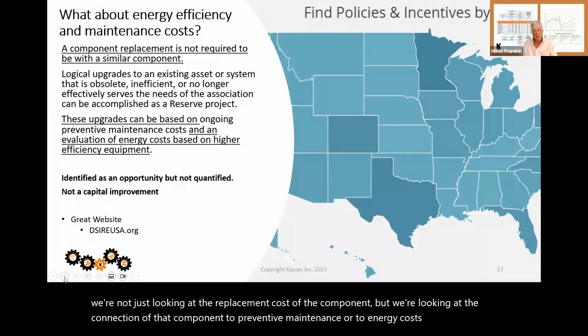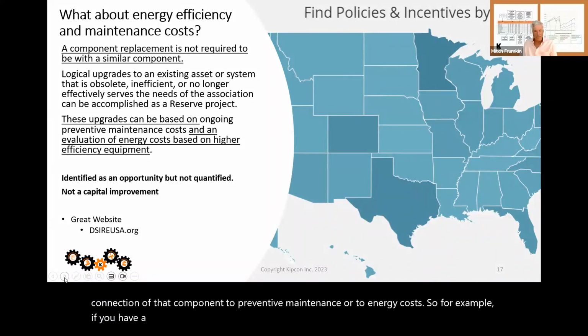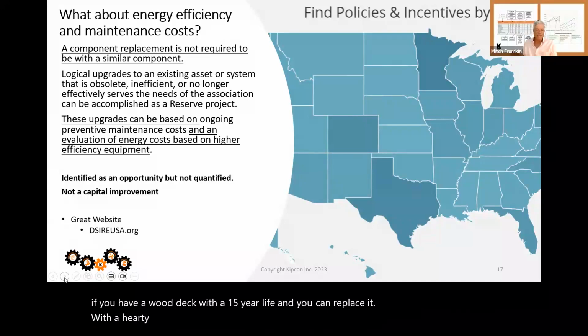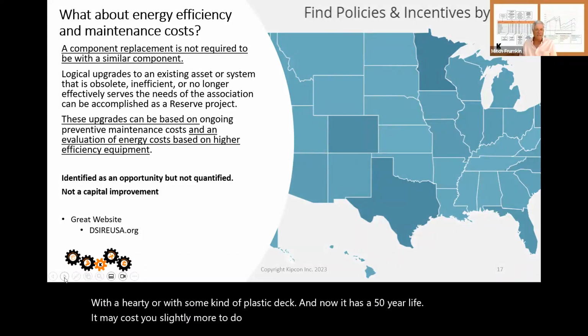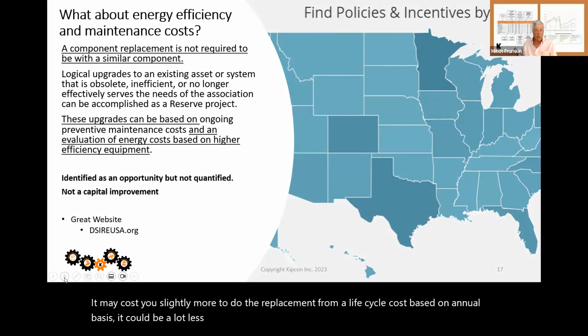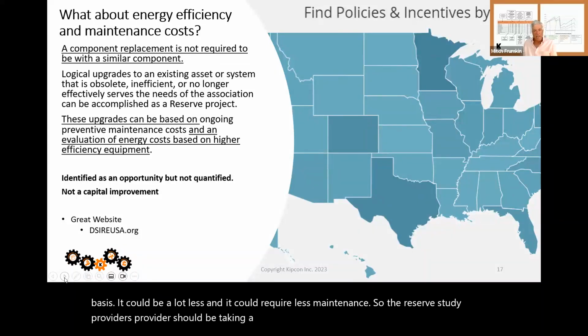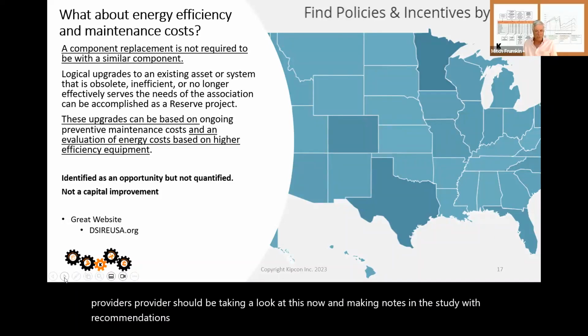So for example, if you have a wood deck with a 15-year life and you can replace it with a hardy or with some kind of plastic deck and now it has a 50-year life, it may cost you slightly more to do the replacement. From a life cycle cost basis on an annual basis, it could be a lot less, and it could require less maintenance. So the reserve study provider should be taking a look at this now and making notes in the study with recommendations to you of things you should consider.